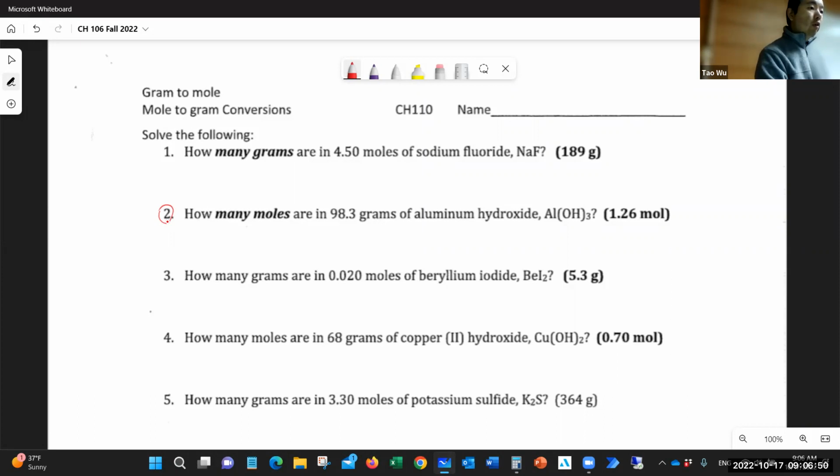First of all, you're going to figure out the molar mass of aluminum hydroxide, and use the equation I gave you to convert grams to moles, which is moles equal to mass over molar mass. Go ahead.